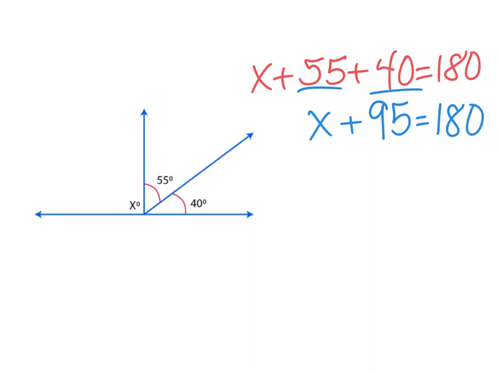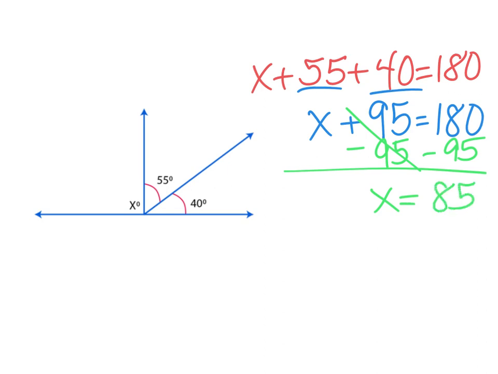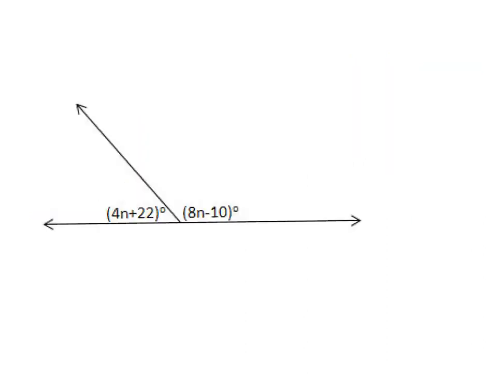And then I want to start solving. So to solve this one, I need to subtract 95 from both sides of my equation. Those will cancel out. And x equals 85 degrees. And again, I could just check to make sure that those 3 values do indeed equal 180.